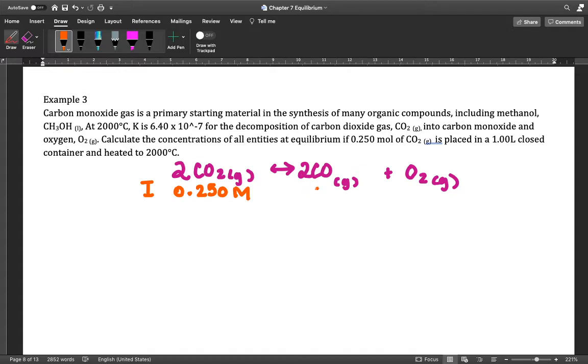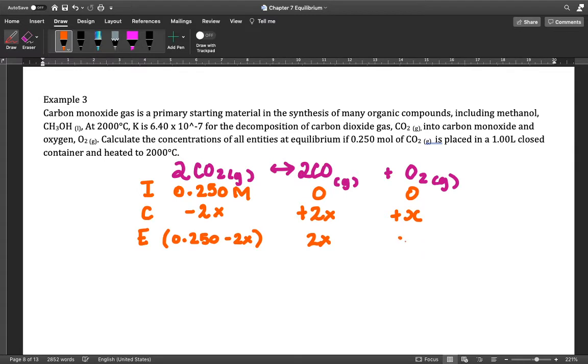Initially, we know that our carbon monoxide gas and our oxygen gas are going to be 0. In terms of our change, it is going to be corresponding to our coefficients, right? So because the coefficient here is 2, I know that the change is going to be minus 2x. And because I know that the coefficient here for carbon monoxide is 2, and it initially starts off with no concentration of it, it's going to gain, it's going to be plus 2x. And this has a coefficient of 1, so the change is going to be plus x. So at equilibrium, our carbon dioxide concentration expression is going to be 0.250 minus 2x. Our carbon monoxide concentration is going to be 2x, and our oxygen gas concentration is going to be x.